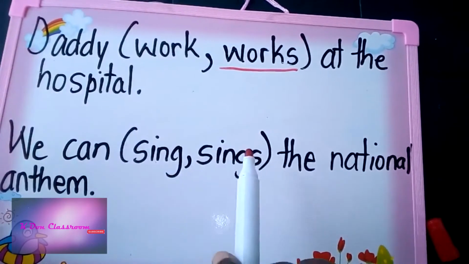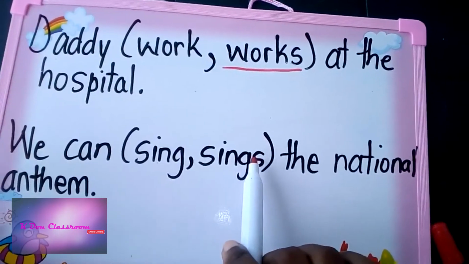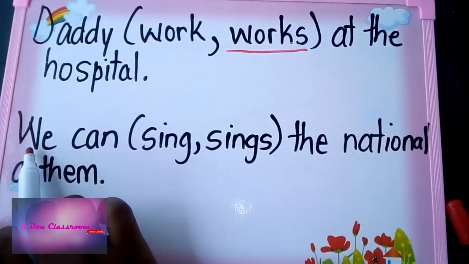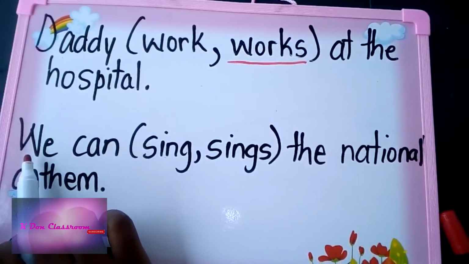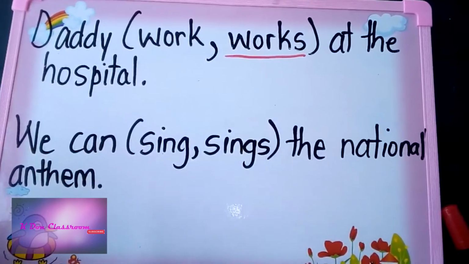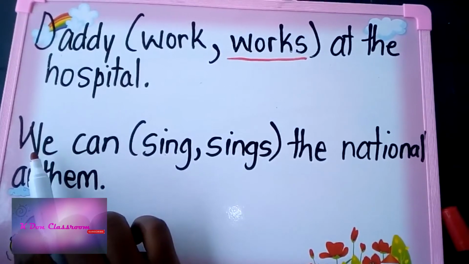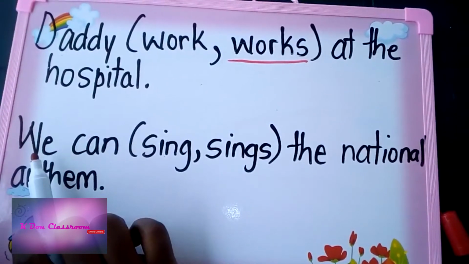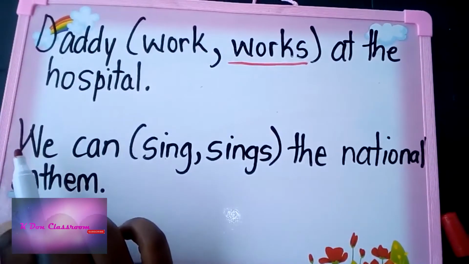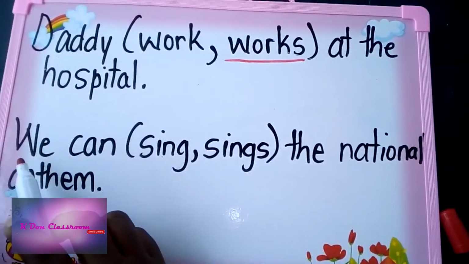We can sing sings the national anthem. The verb is sing. What is the subject? Who can sing? We can sing. How many is we? Because we need to find out, is it singular or is it plural? So how many is we? We is more than one. So we know that we is a plural subject. So our verb must be plural as well.